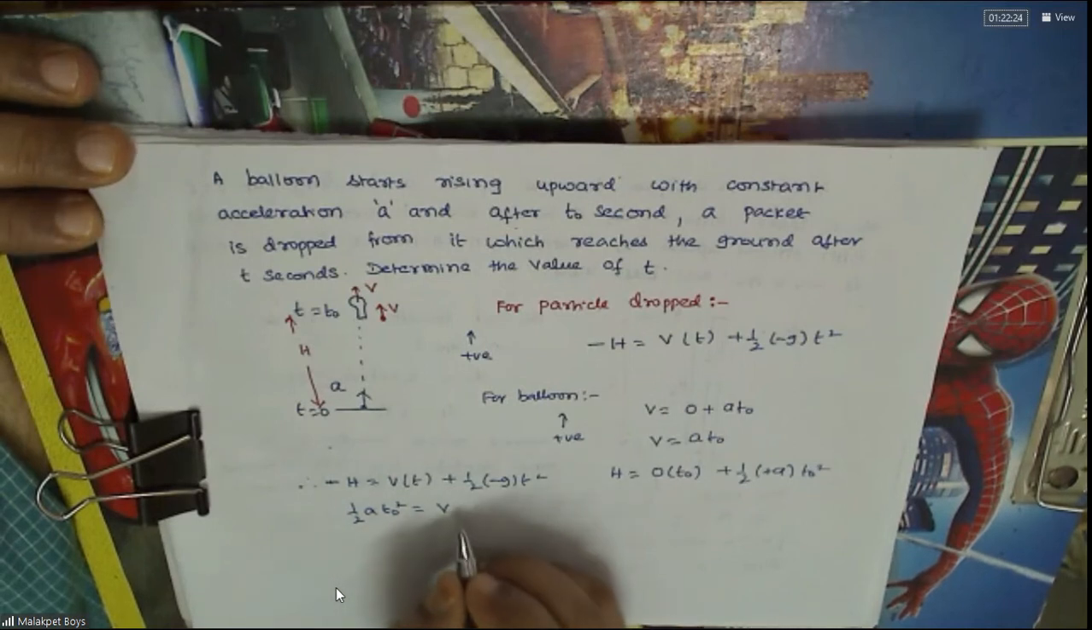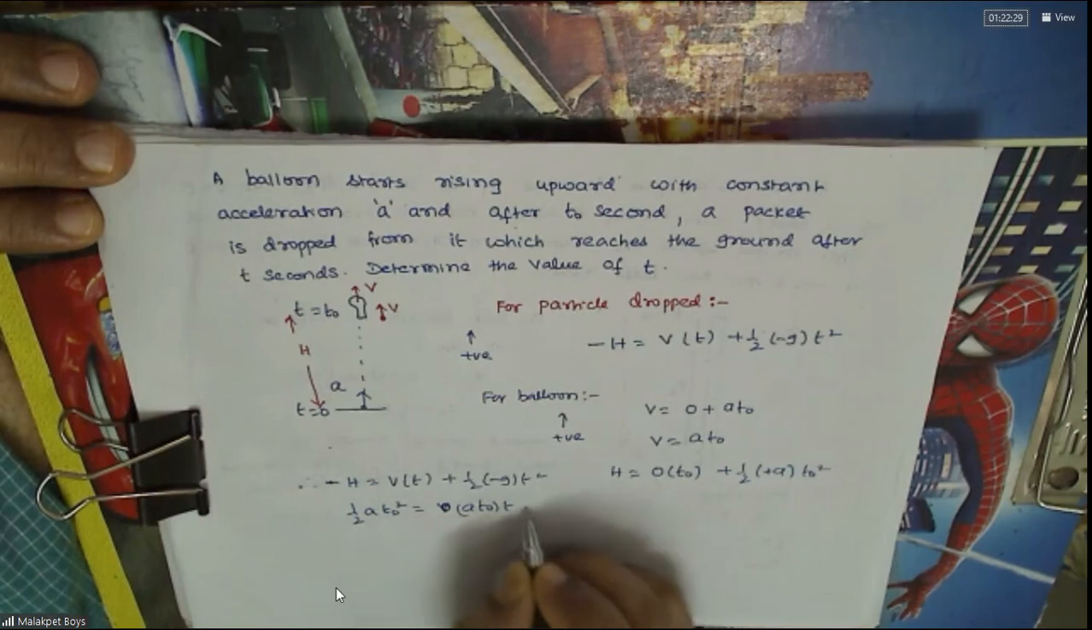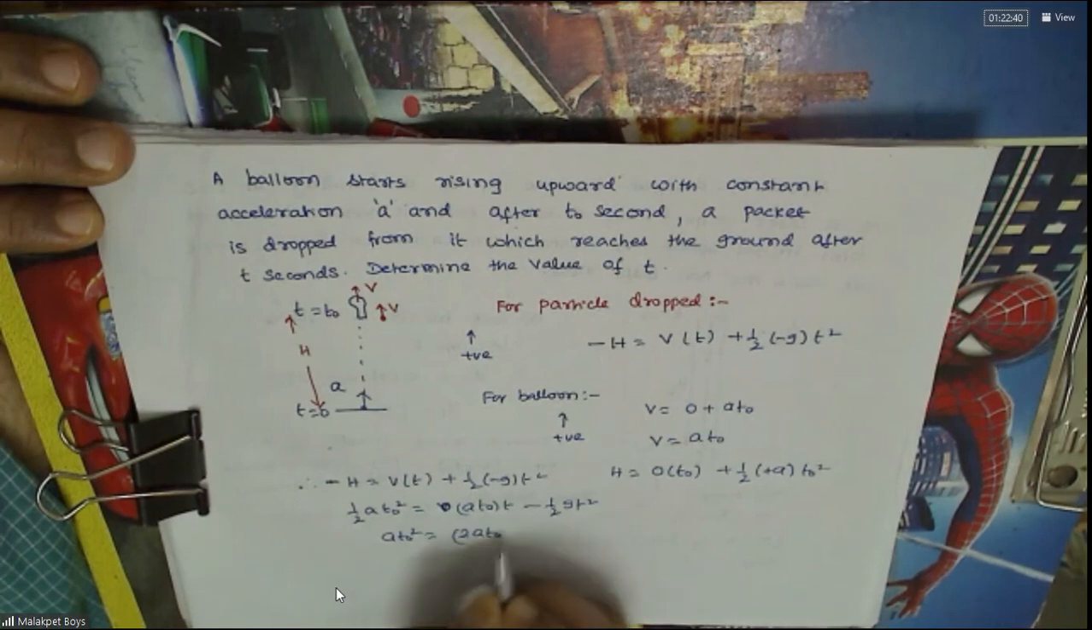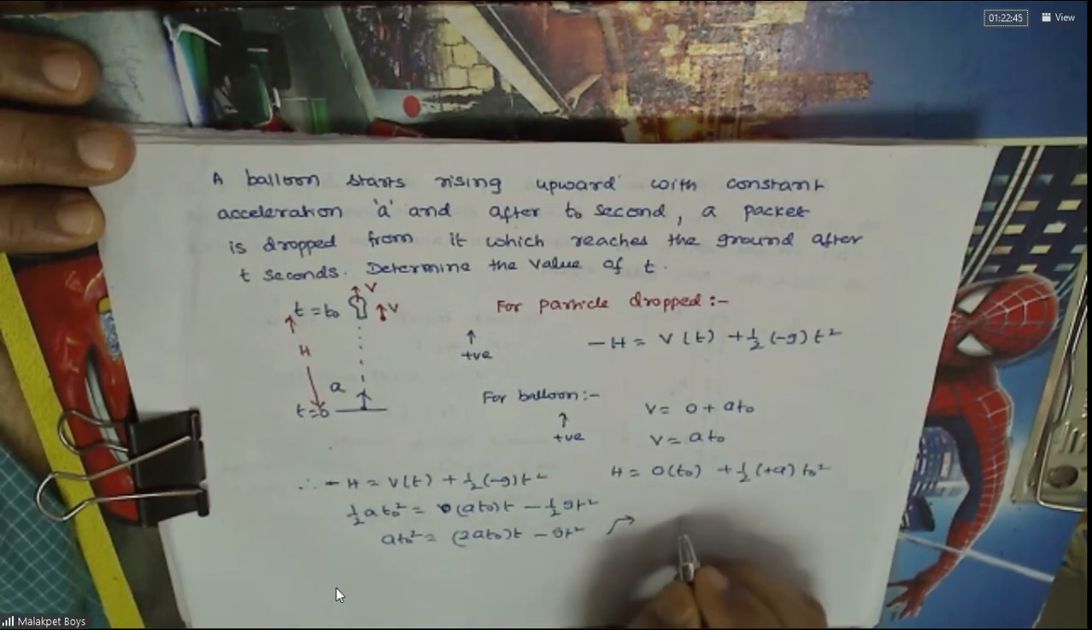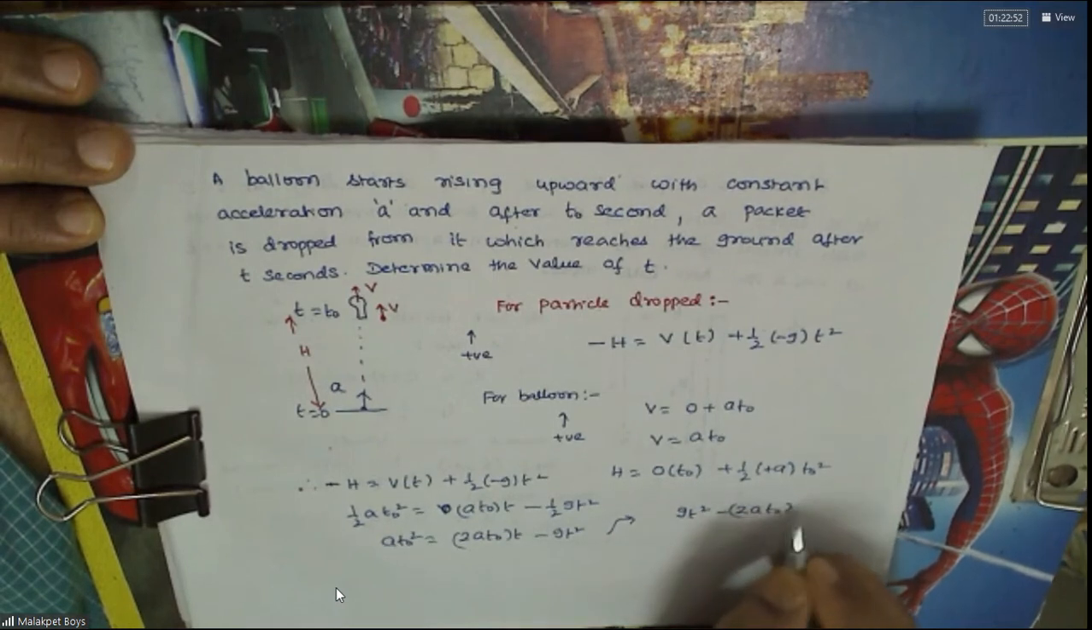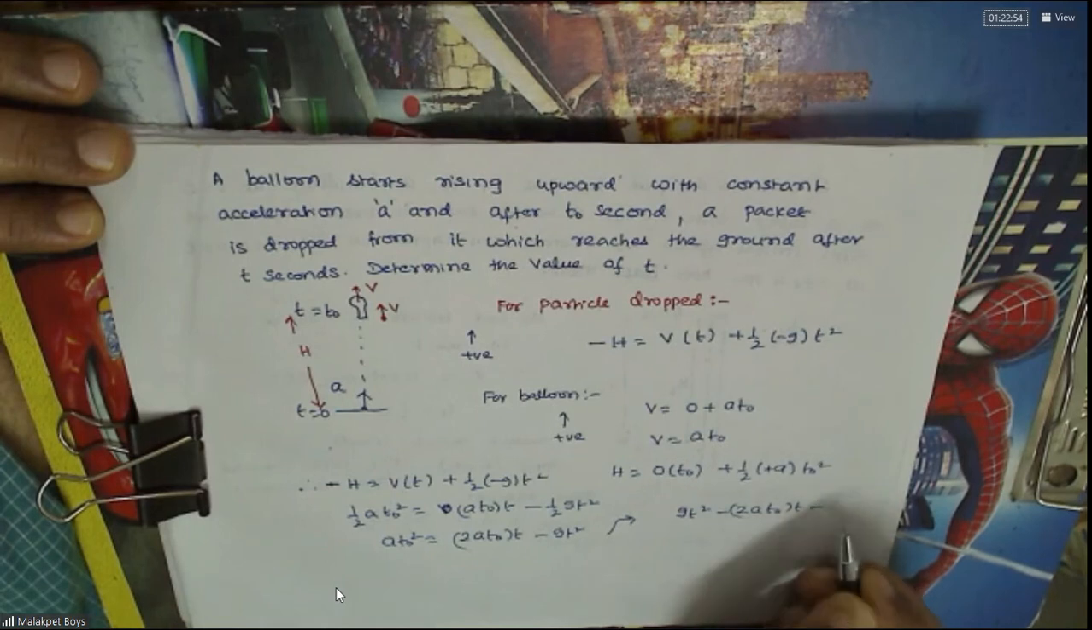V is how much? A t naught into t minus half gt square. Do you agree with this? Yes, sir. Now, if you multiply by 2, you are getting 2a t naught into t minus gt square. So this gives you gt square minus 2a t naught into t, okay, plus a t naught square.